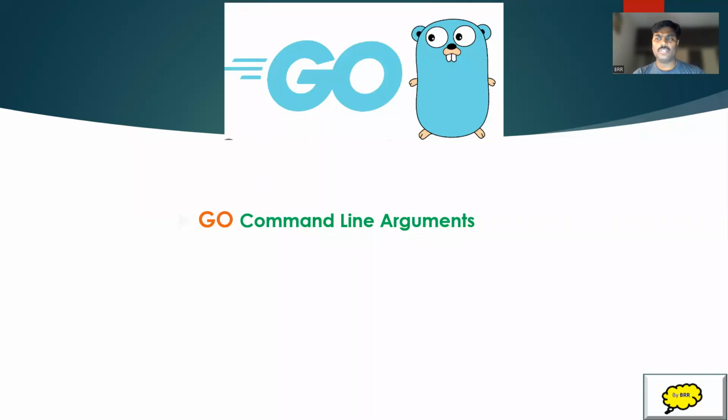In this session, we'll talk about Go language command line arguments. When you want to pass some parameters at runtime from the console, and you want those arguments or parameters to be considered as input to your Go language program, then we will be using command line arguments.